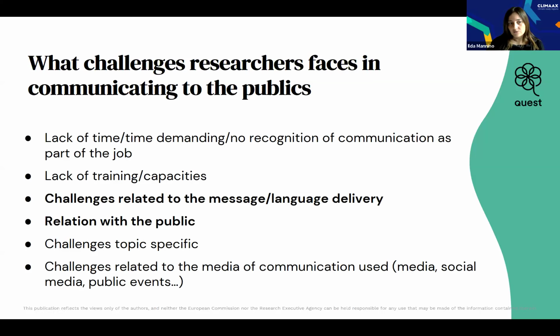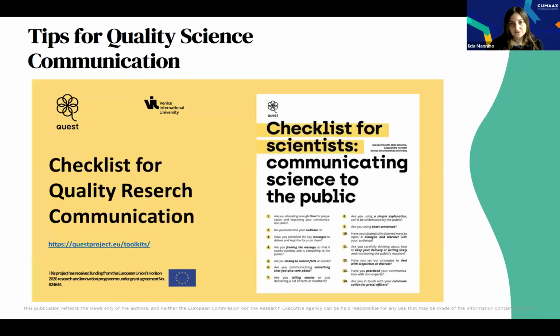So what we did in the QUEST project was to try to tackle the two key aspects related to how to communicate: the message delivery and the relation with the public. And what we did was to develop a checklist, an easy one, with the idea that it should be a kind of guidance whenever you have to communicate about your research or your activities. So the idea is really that when you have to communicate, you can refer to this checklist and find what are the attention aspects that you have to focus on and not forget about.